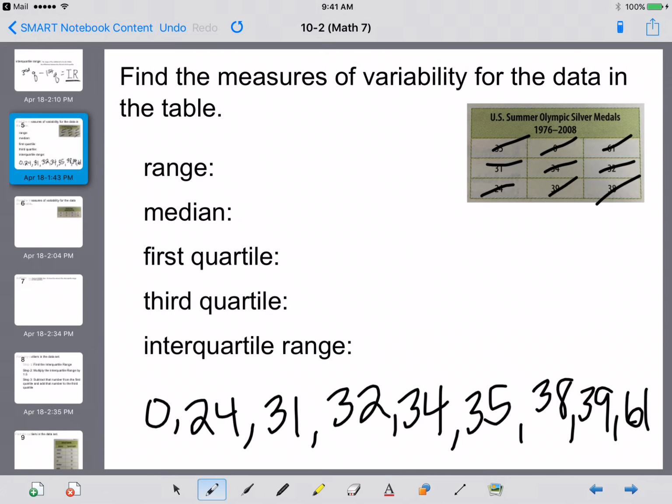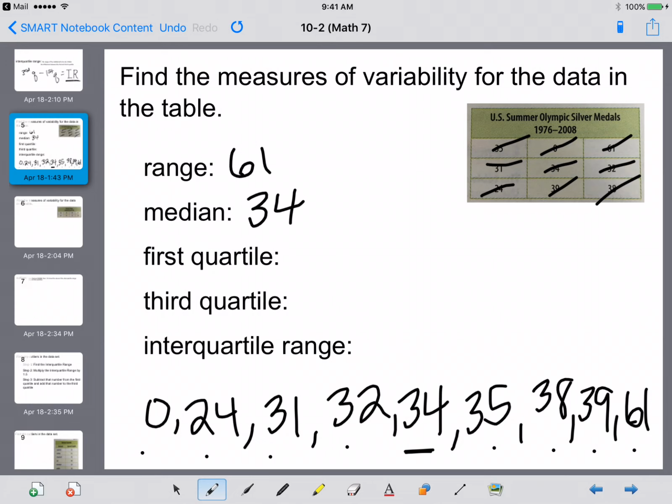So our range is our biggest number minus our smallest number. So right away I go 61 minus 0, that's 61. So our range is 61. Now our median is the number that's in the middle. So I'm going to go and get everything down to what our middle number is here of 34.